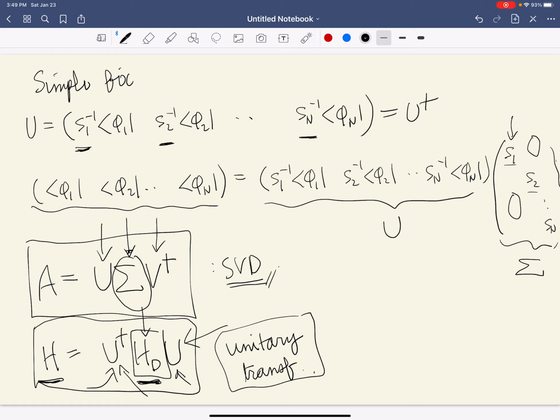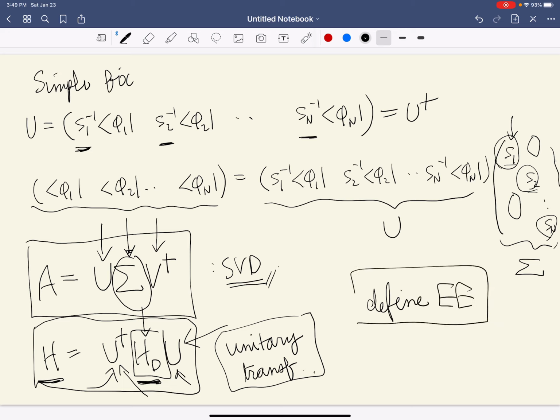But the fact that only non-negative numbers can appear in this diagonal matrix can actually lead to some interesting consequences, one of which is the possibility to define something called the entanglement entropy. And I will come to this in my next video.